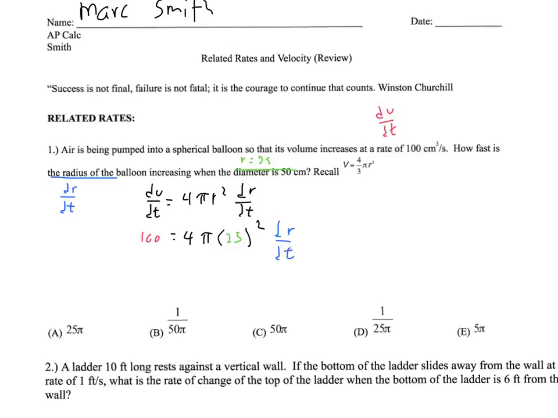Now we could square that out and look at that math, but if we look at this, dr/dt is going to be 100 divided by 4 times pi times 25 squared. 100 divided by 4 rather is 25. And this 25 is going to cancel with one of these 25s, so we're going to have 1 over 25 pi.